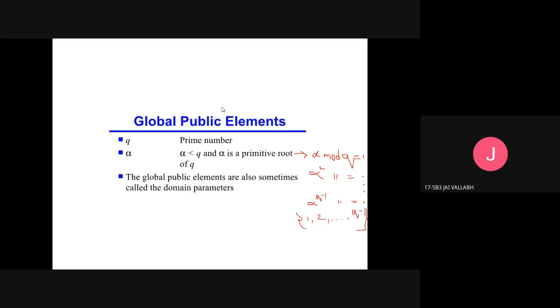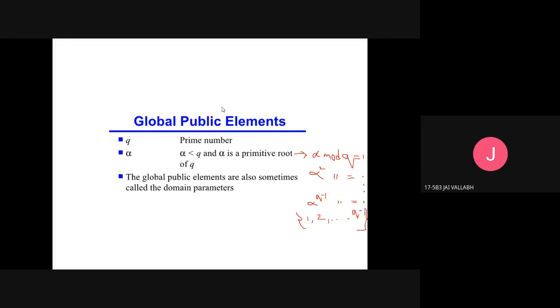A primitive root is something where, if we calculate 6 mod 13, 6 square mod 13, 6 power 3 mod 13, 6 power 4 mod 13, until 6 power 12 mod 13, we should get the values from 1 to 12. That is q minus 1, that is 13 minus 1, which is 12. And the generated values must not be repetitive.